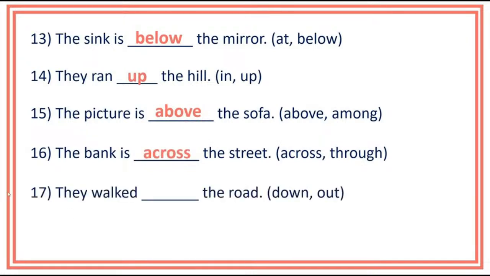Number 16. They walked blank the road. Prepositions inside the bracket are down and out. Answer is, they walk down the road.